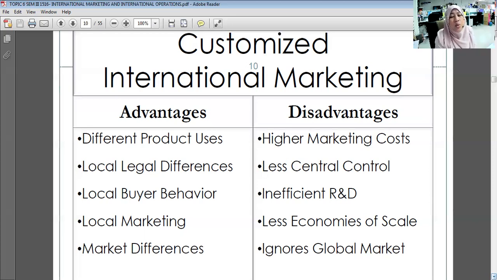And then the last one, market differences. Of course, it's totally the same when we're talking about market differences. Different countries have a different perspective in terms of customized international marketing, right? So for the disadvantage, they have higher marketing costs. Of course, when you want to customize for one continent or one market area, the cost will be totally huge because we specialize into something.